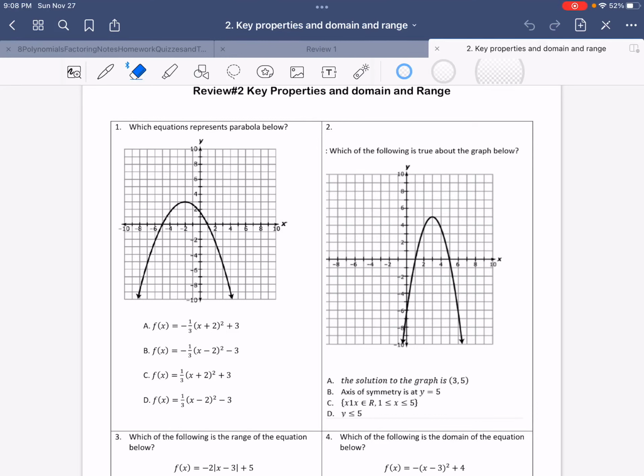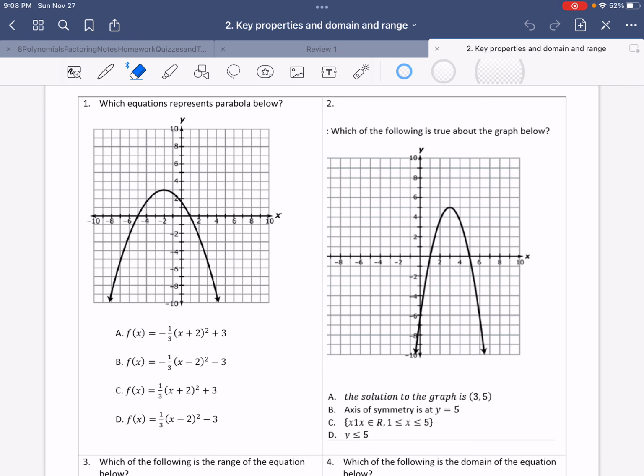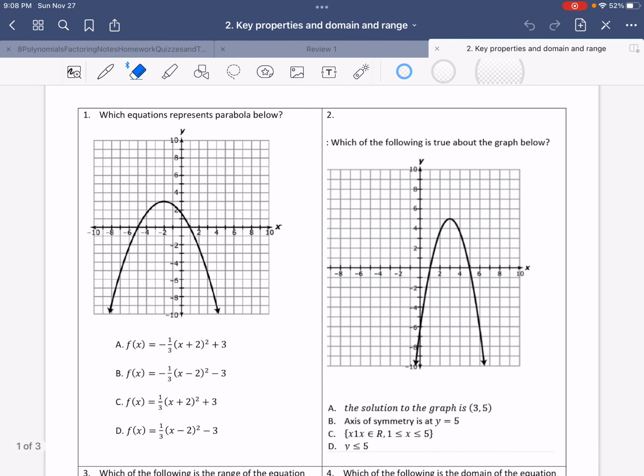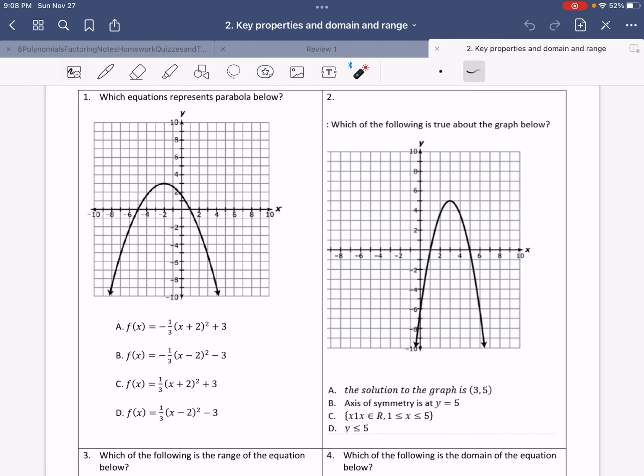Hello guys, welcome back to algebra class, and this time we're going to review the key properties and domain and range. And it's very easy, guys, as always. So let's do the first question together. It says which equation represents the graph below. So we get this graph and the answer is going to be one of these four, right?